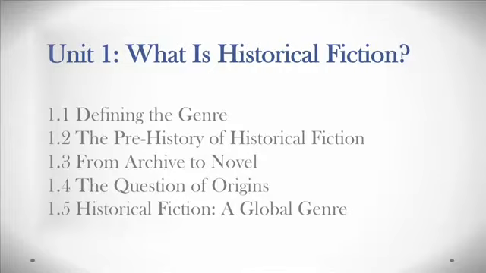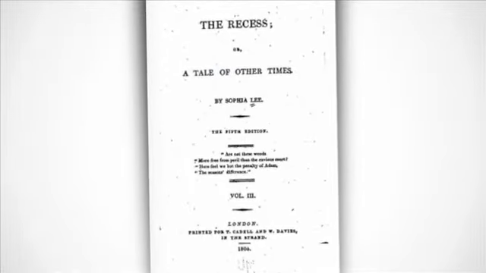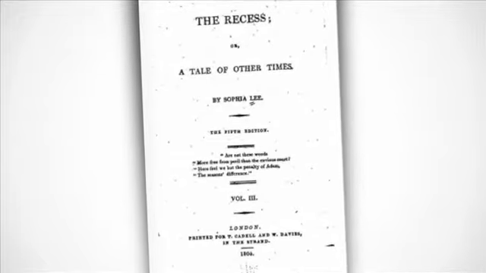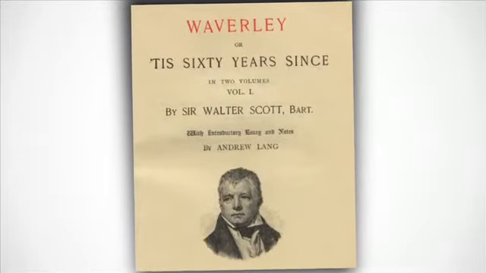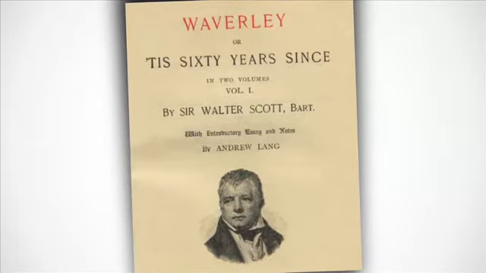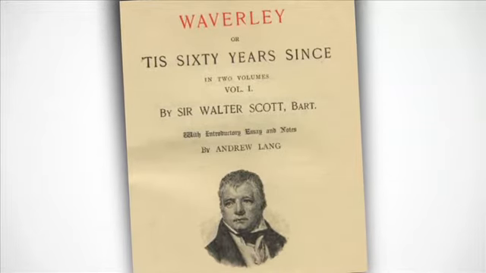I'll then pose the question of the origin of the historical novel by looking at two important works in the genre. Sophia Lee's The Recess, published in 1783, set during the reign of Elizabeth I in the 16th century, a very influential work in the rise of the Gothic novel, and Sir Walter Scott's Waverley, a work set largely in Scotland during the Jacobite uprising in the 18th century, and a book that used to be described as the first historical novel. And I'll talk about some of the controversies around that label in a later lecture.